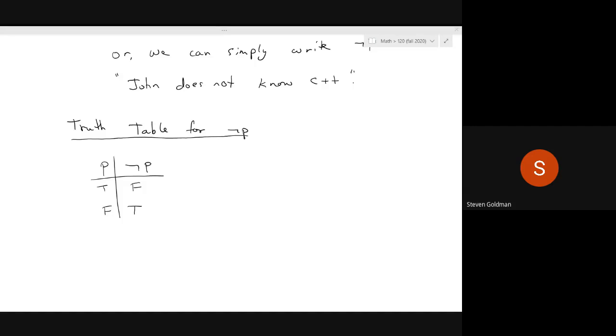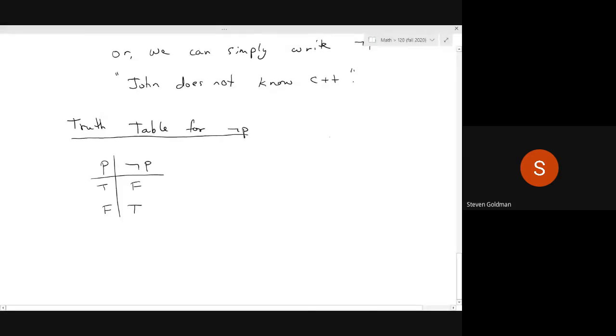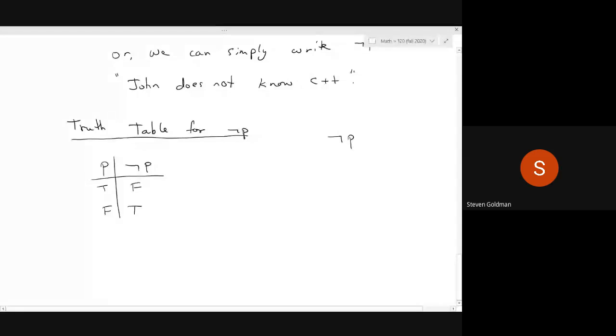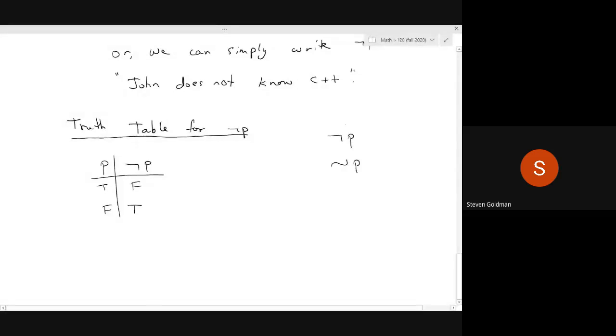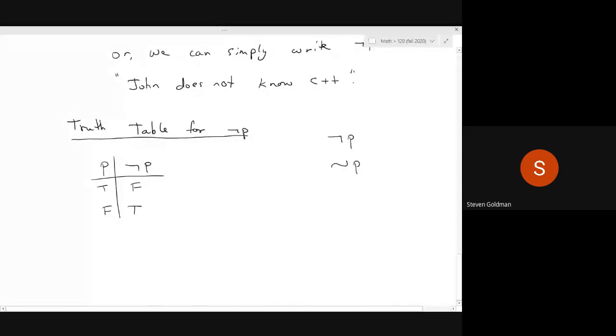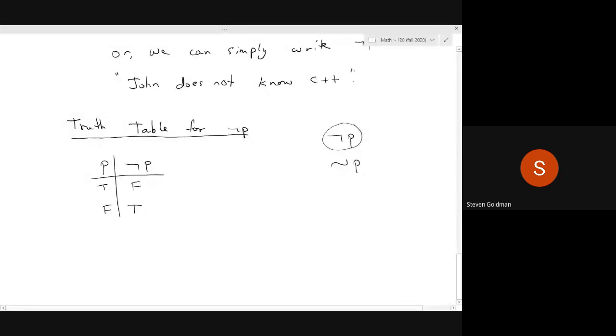Somebody also asked about the tilde symbol. Yeah, in some texts, for negation, instead of using this symbol, some texts will use this symbol for negation. Our textbook uses this symbol here, so that's the one I will use.